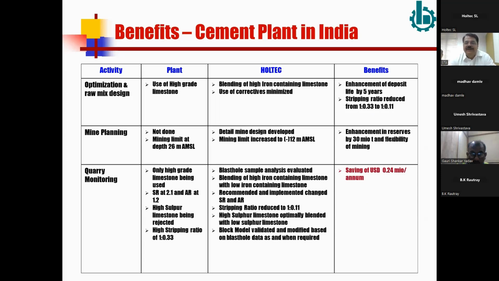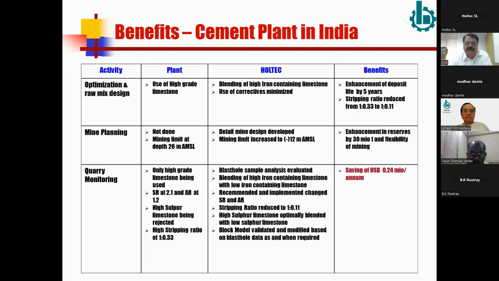The plant was only using high-grade limestone, maintaining silica ratio at 2.1 and AR at 1.2. High sulfur limestone was also being rejected, and the stripping ratio was also high. After optimization and short-term planning, the blending of high iron containing limestone with low iron containing limestone was effected. We also recommended and implemented the change in SR and AR in the deposit. Stripping ratio was reduced from 1:0.33 to 1:0.11. High sulfur limestone is optimally blended and used with low sulfur limestone. The block model was validated. A saving of approximately 0.24 million per annum has been achieved by this short-term mine planning.